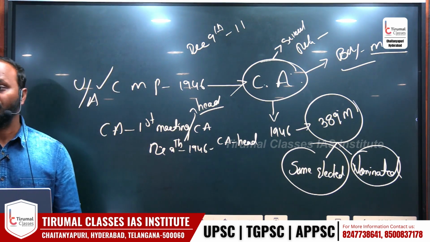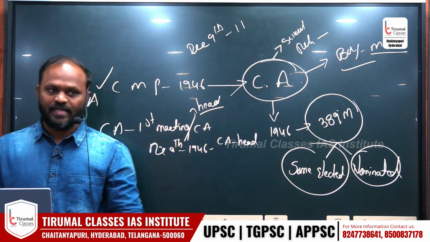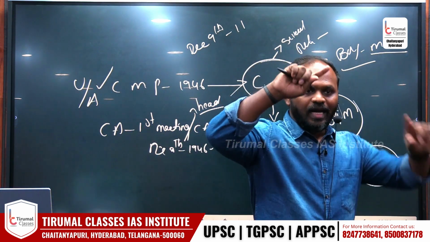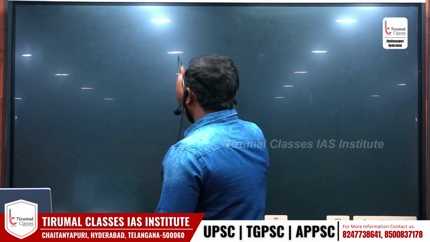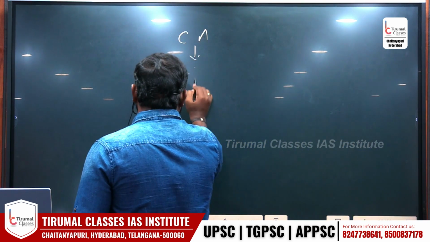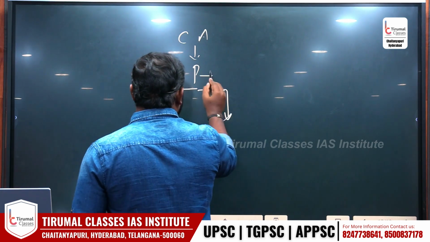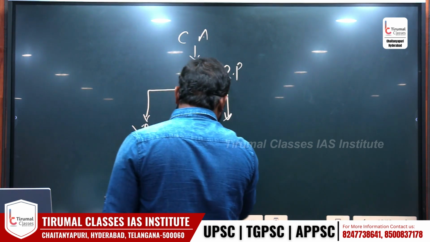Rajendra Prasad was the president of Constituent Assembly, followed by two vice presidents. President is one, under him we have two vice presidents. Simply, Constituent Assembly has a president followed by two vice presidents. President is Dr. Rajendra Prasad and two vice presidents.